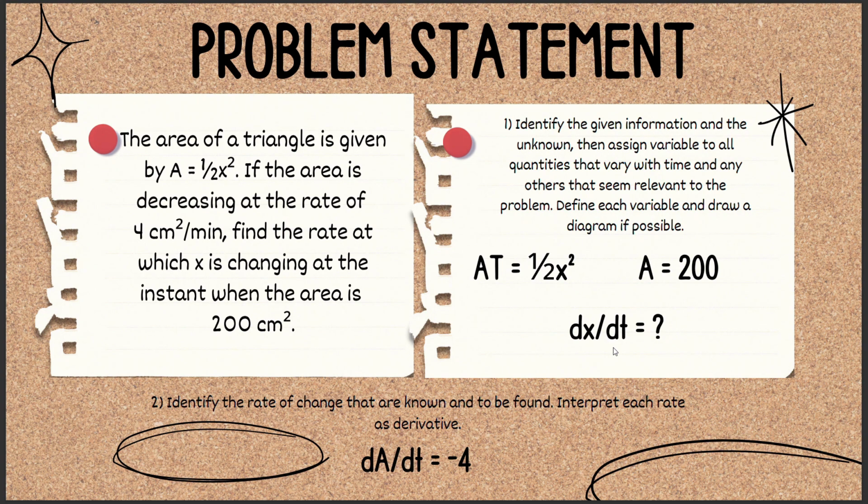Second, we identify the rates of change that are known and to be found. Interpret each rate as a derivative, which is dA per dt equal to -4. We get it from the question, which mentioned decreasing at the rate of 4 centimeters squared per minute. That's why we use -4, because it is decreasing.